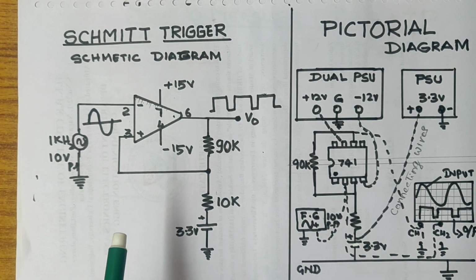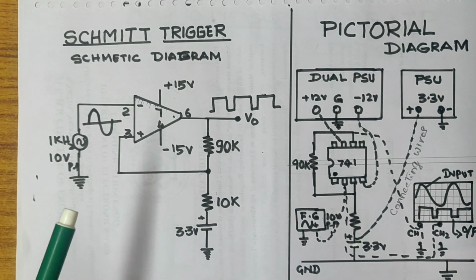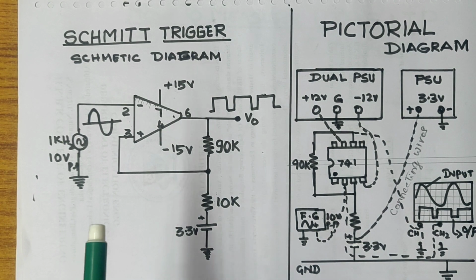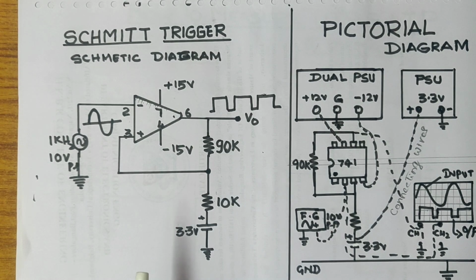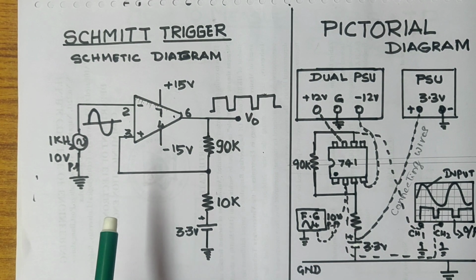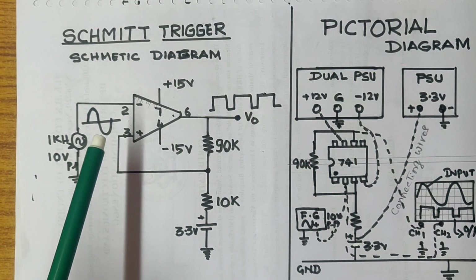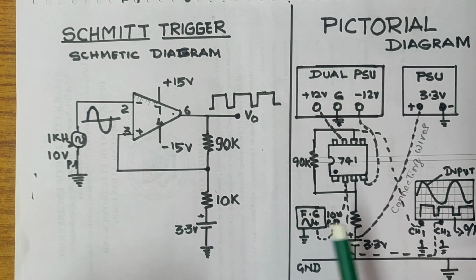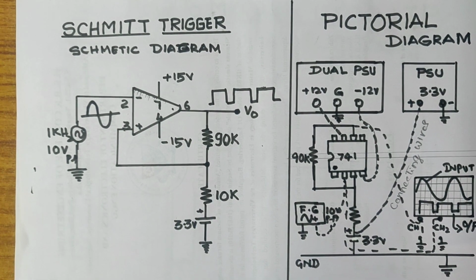Why is it called a Schmitt trigger? Schmitt is the name, and trigger comes from the fact that the output retains its value until the input varies sufficiently to trigger a change. So let us see how to assemble this circuit and get the output straight away without any mistakes.